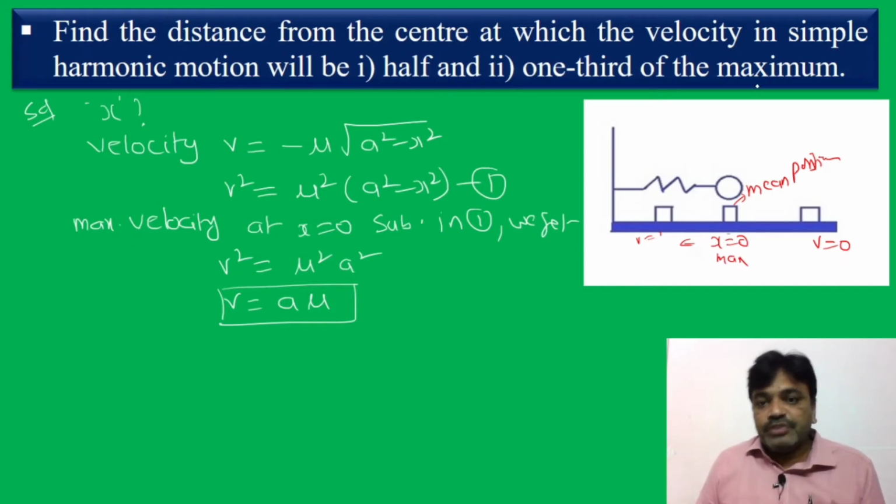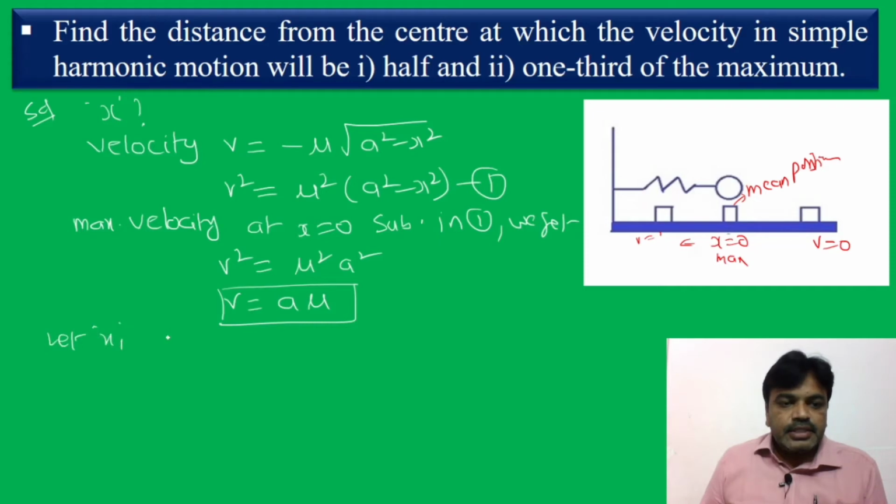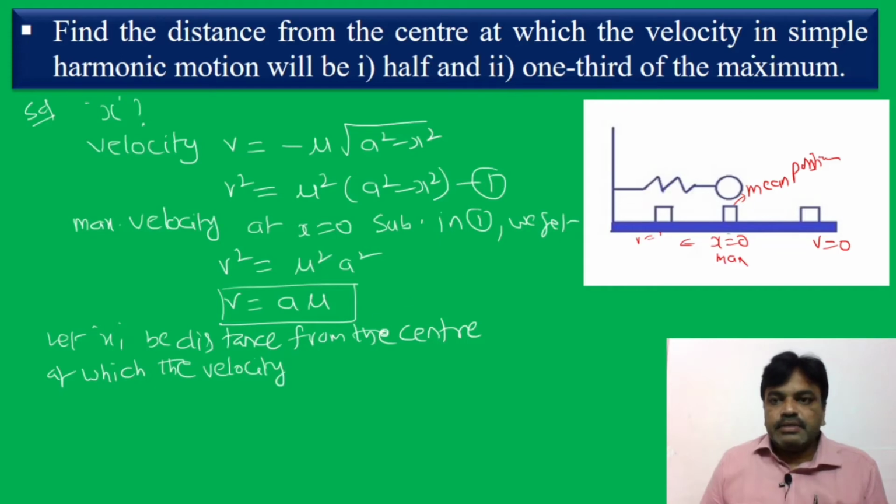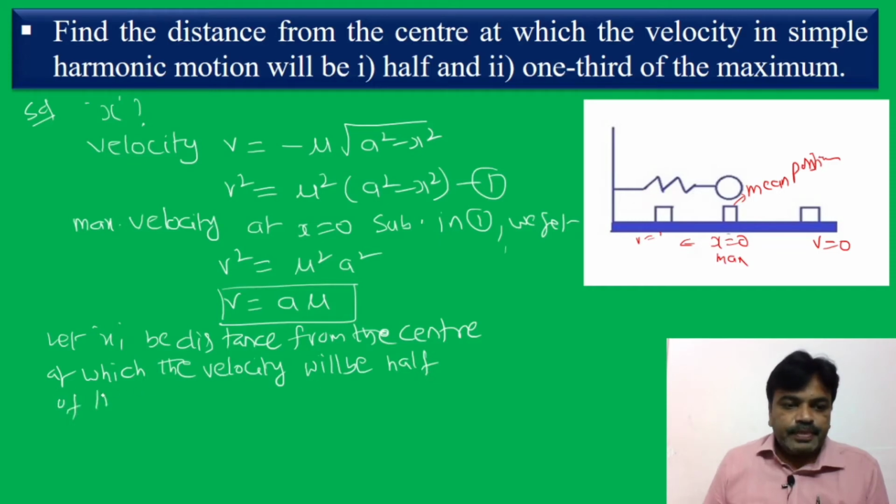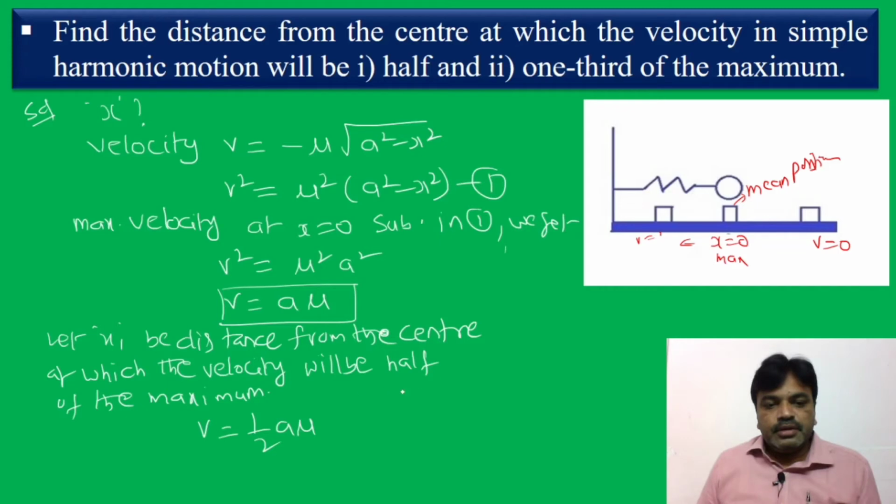Now it says half of the maximum. We are finding the distance, so let x1 be the distance from the center at which the velocity will be half of the maximum. That means v = (1/2) aω.